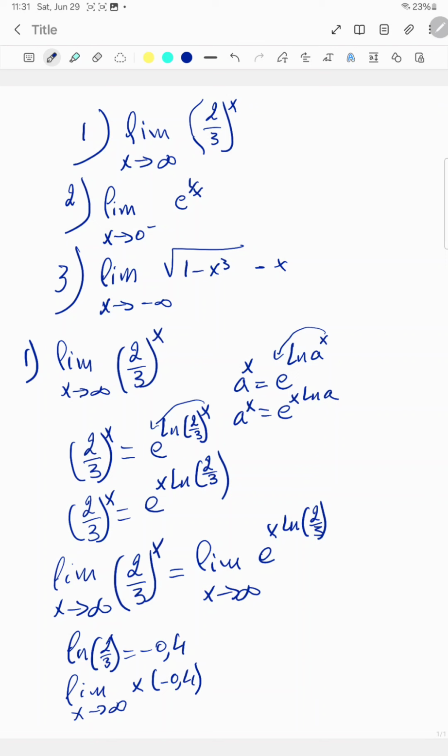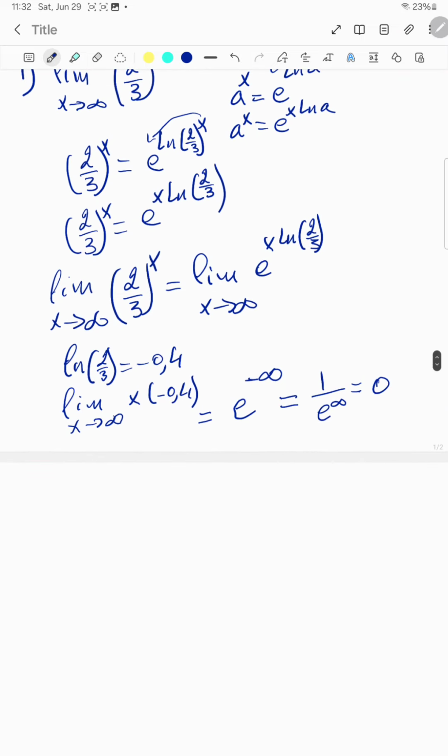So when x goes to infinity, infinity times minus 0.4 is equal to minus infinity. So it becomes e to the power of minus infinity, which is 1 over e to the power infinity, which is equal to 0. So now let's do example number 2.